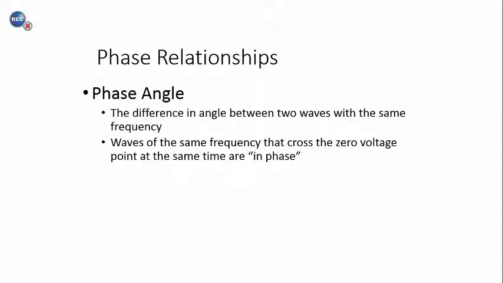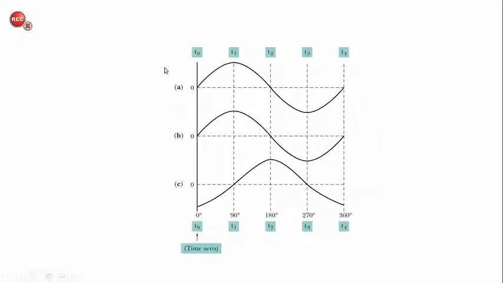So waves of the same frequency that cross the 0 voltage point at the same time and are going in the same direction, either increasing or decreasing, those are said to be in phase. And so if you look at this figure here, we have three different sine waves, A, B, and C, and they all have the same period. The time it takes to complete one oscillation of any one of these three sine waves is the same. Okay, the time that it takes is equal, so they have the same period.